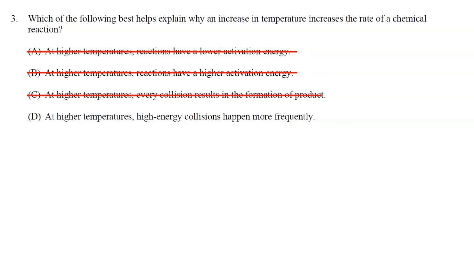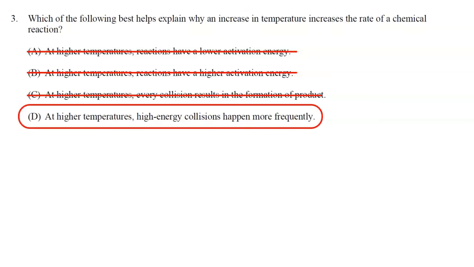So the correct answer to question 3 that would best help explain why an increase in temperature increases the rate of a chemical reaction is the fact that at higher temperatures, high energy collisions happen more frequently. So correct answer is D.